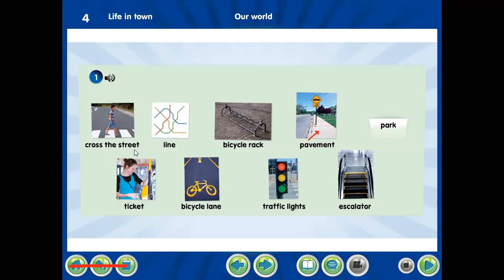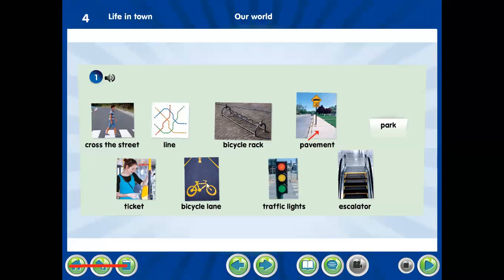Cross the street. Lane. Bicycle rack. Continue. Pavement. Park. Ticket. Bicycle lane. Traffic light. Escalator. Thank you, Hector. Good. Only be careful with this word: bicycle. Okay, Hector? Bicycle rack, bicycle lane. Okay, thank you.